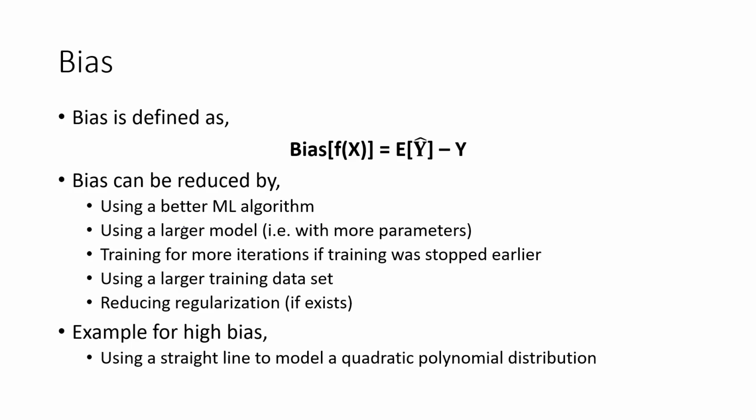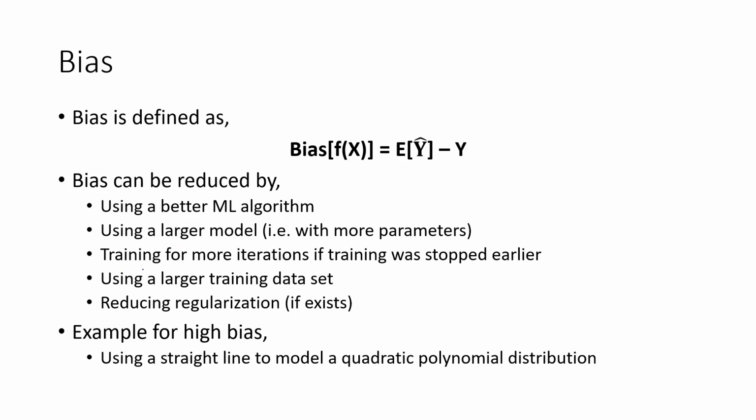Or you can use a larger model, right? So with more parameters, like I said earlier. When you are using a linear classifier, which has two parameters, you can increase the number of parameters by using polynomials. And with this kind of larger model, it would be fitting more into your data and reduce the bias.